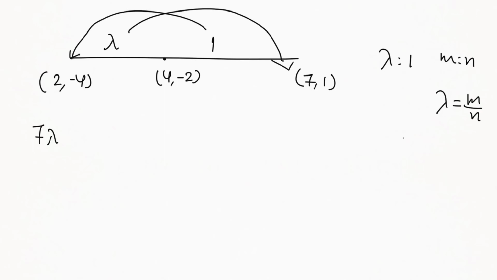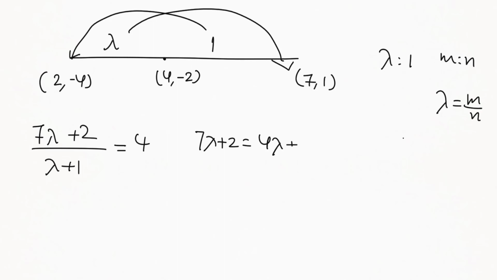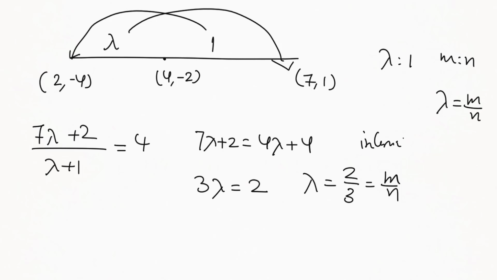So 7 lambda plus 1 into 2, that is 2, over lambda plus 1 is what? This point, x coordinate 4. So 7 lambda plus 2 is 4 lambda plus 4. This side 3 lambda is 2. So lambda is what? 2 over 3. M is to n. When this is positive, that means internal division. When this is negative, that will be external. So this is the case of internal division.